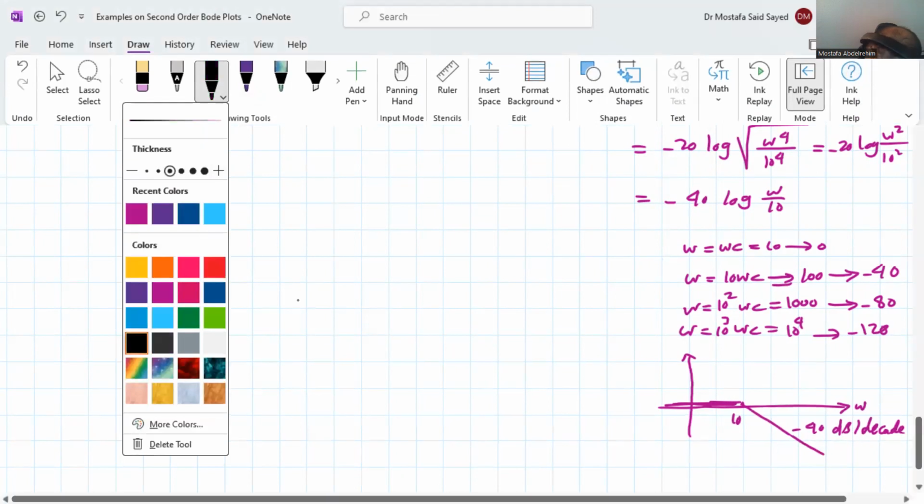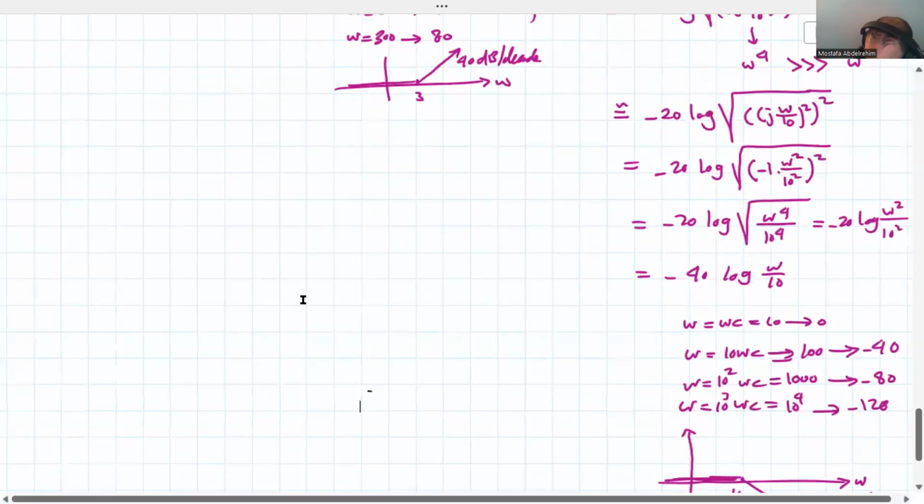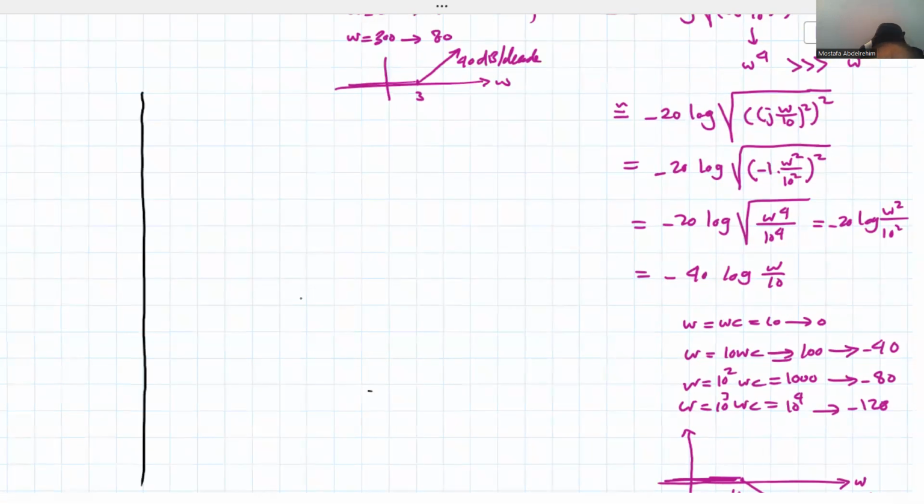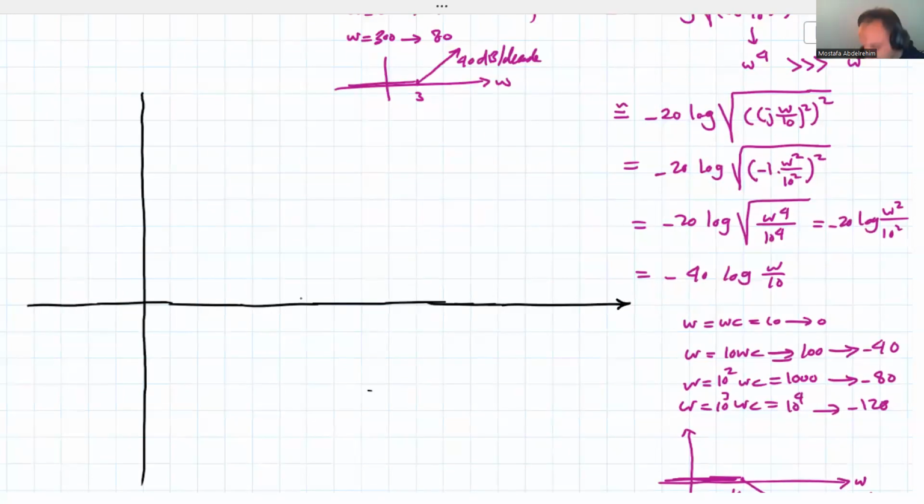Go back to the black here, black line, black ink. It will be a little bit ugly because the omega c's are different. We have omega c equal to 3, another omega c equal to 10. So that's 10, 100, 1000, about 4, about 5, and that's 100.